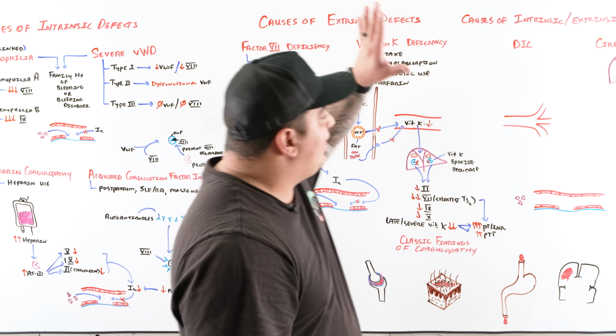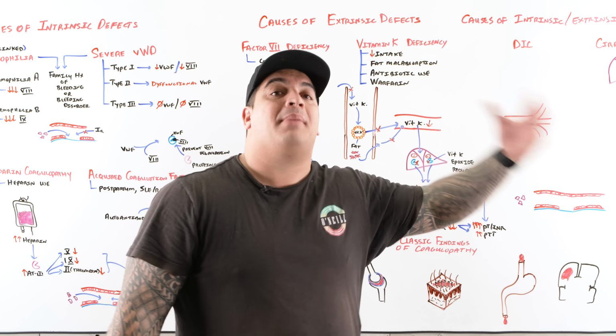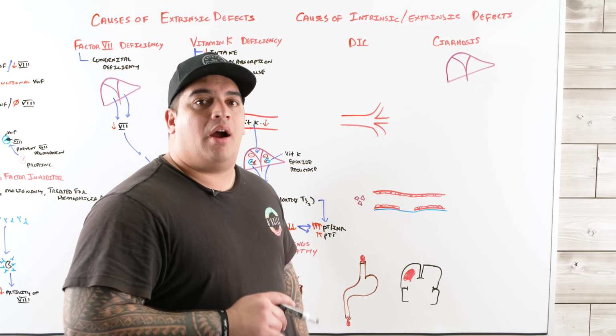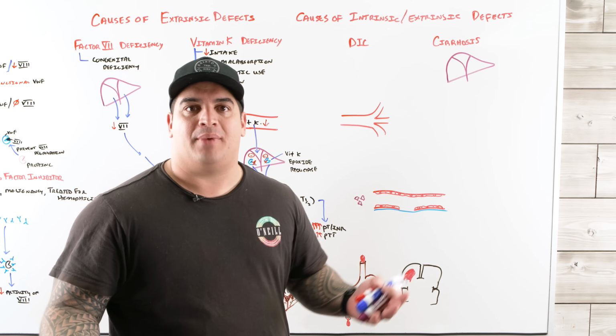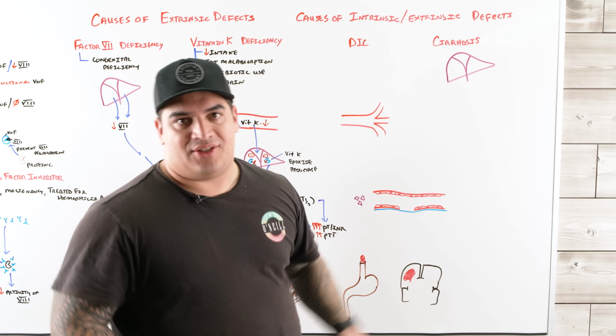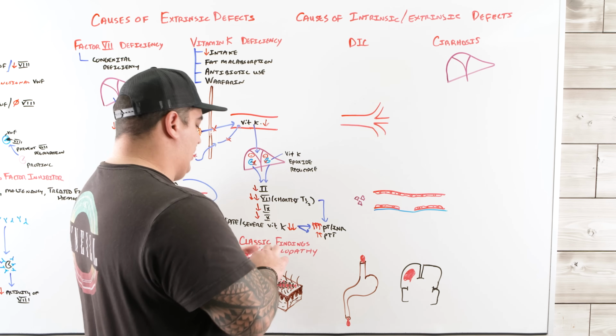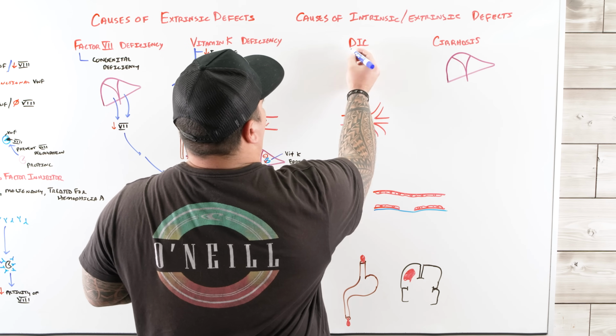All right, we hit the last ones here, which are the combination of intrinsic and extrinsic defects. So now into the next part, which is again, what happens if there is an abnormality in both the pathways? This is when you want to think about DIC and cirrhosis. So, disseminated intravascular coagulation. This one I want you to think about in a couple different scenarios.